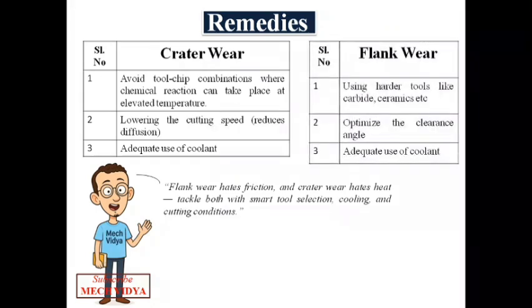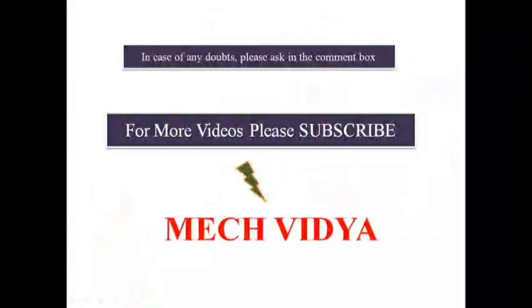On the other hand, to reduce flank wear, we should use harder tools like carbide, ceramics, etc., which can resist high friction. Then optimizing the clearance angle is also very important. And finally, by using coolant, we can reduce the flank wear. So in a nutshell, the flank face wears due to friction, and the crater wear takes place due to a high amount of temperature. So next time, before complaining about your job or your life, be grateful that you are not a cutting tool. So this was all about the different types of tool wear.